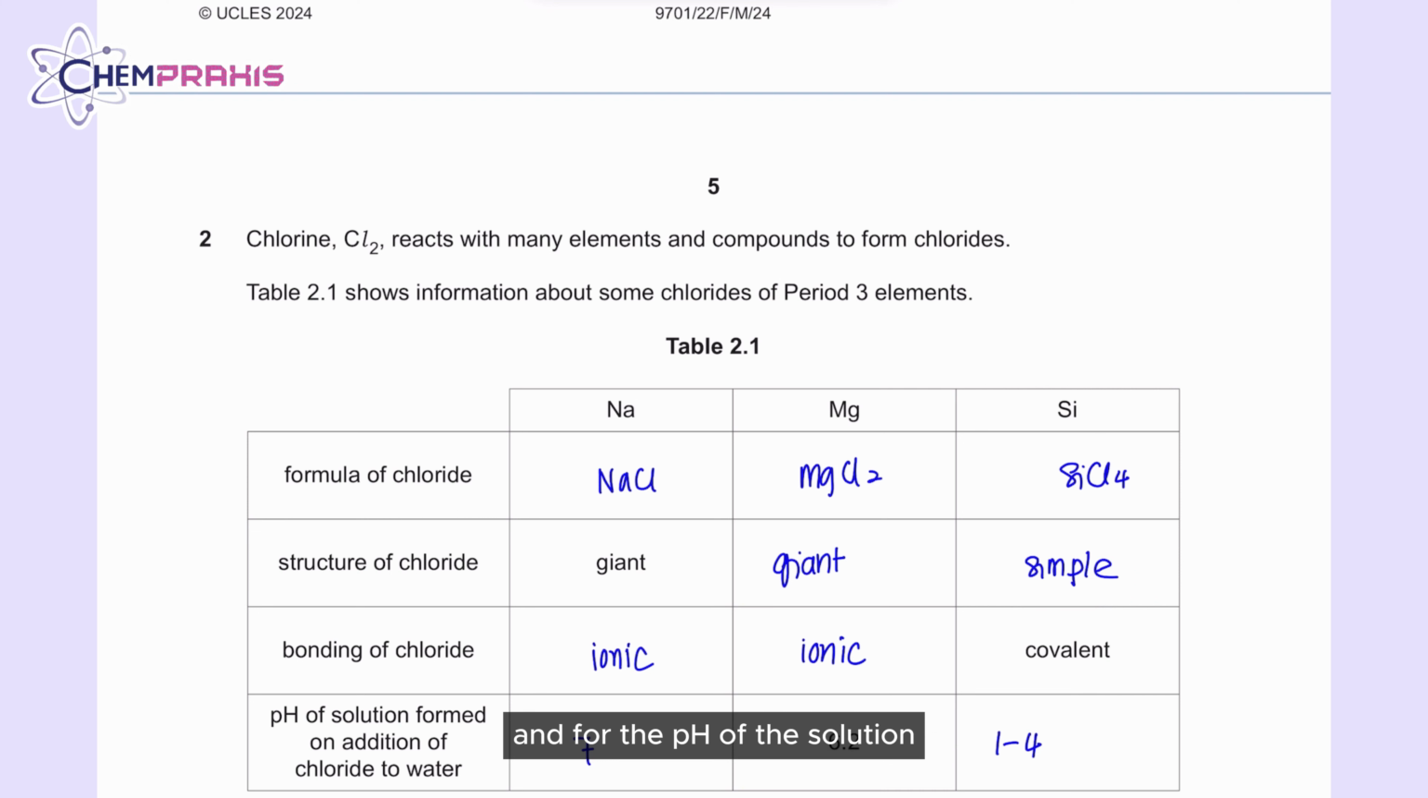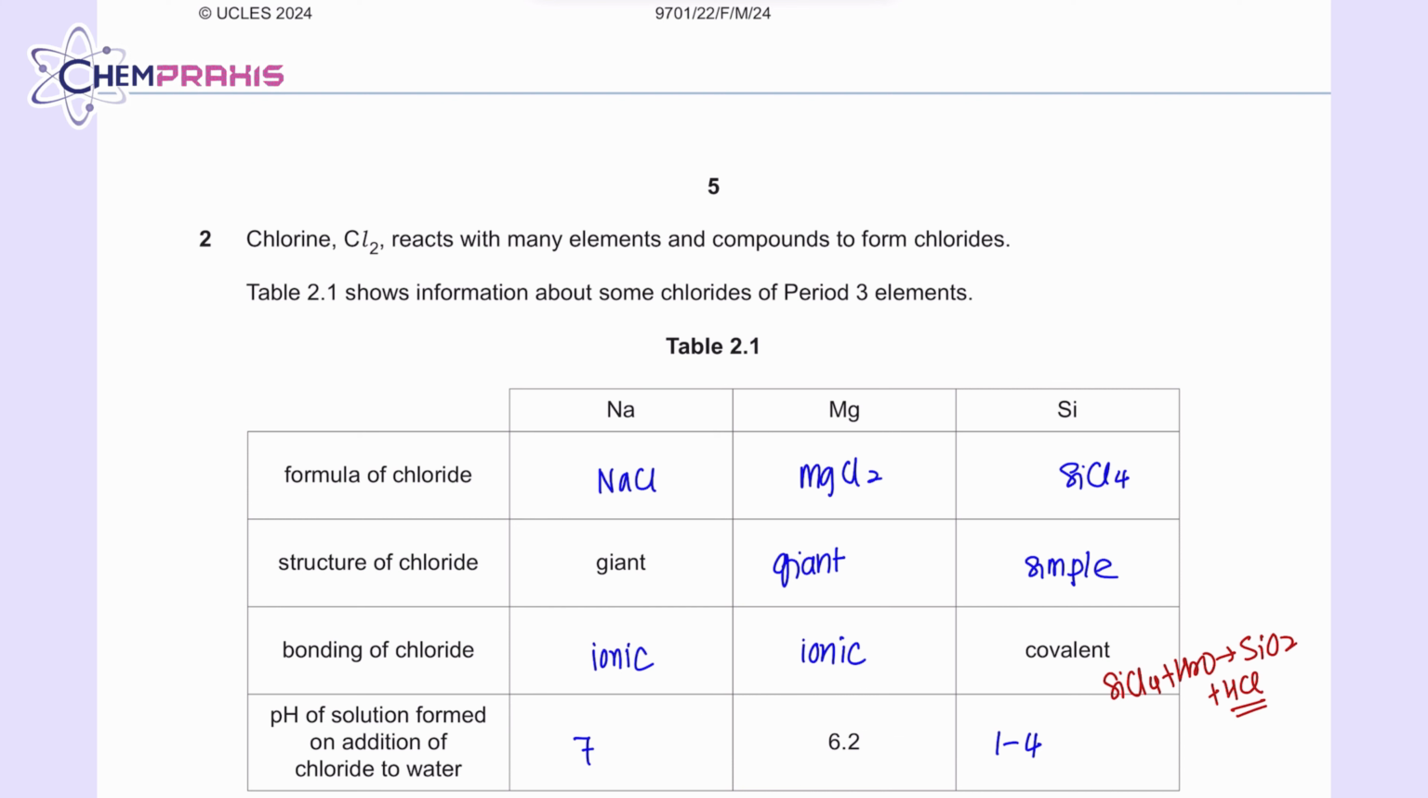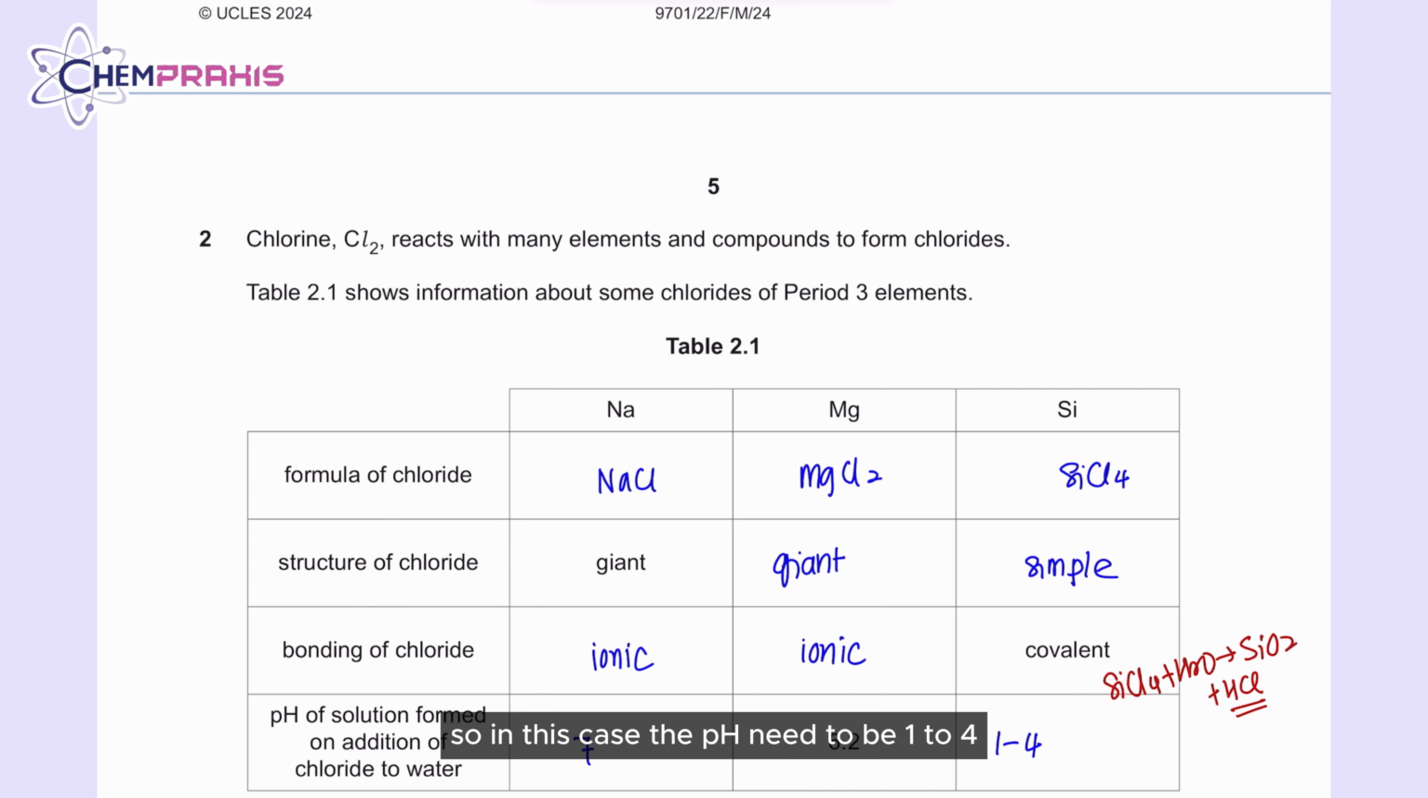For the pH of the solution, because NaCl is a neutral salt, the pH is 7. While for Si, when SiCl4 dissolves in water, it will form SiO2 and HCl. And HCl is a very acidic, strong acid. So in this case, the pH needs to be 1 to 4. We can accept this. But of course, if you write 1 or 2, because of HCl, you're not wrong.